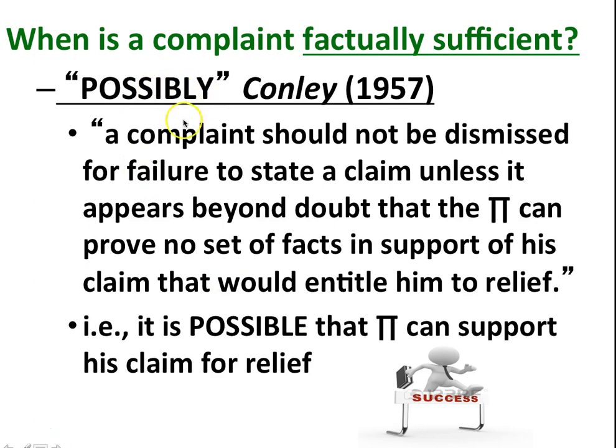Here's a famous quote from Conley describing the possibility standard. Conley's case said that a complaint should not be dismissed unless it appeared beyond doubt that plaintiff could prove no set of facts in support of his claim that would entitle him to relief. In other words, if there were sufficient facts in the complaint that a court looking at it could say, well, plaintiff could possibly win on that, because in discovery they could get more information, then plaintiff had enough facts, the complaint was factually sufficient. It's a very low standard for the plaintiff. As long as the court thought plaintiff could possibly recover, 8(a)(2) was met.